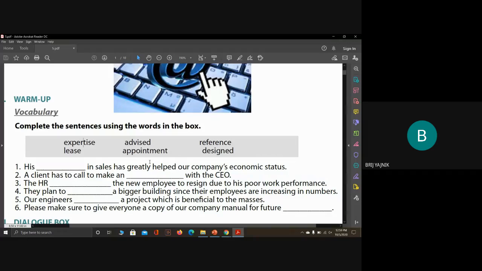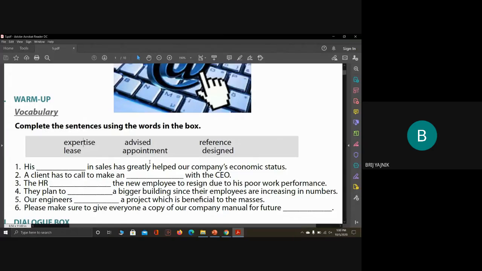Number one, his dash in sales has greatly helped our company's economic status. His dash in sales. What do you think? I think his expertise. People say his advice, his expertise. Now, you need to look at the word advise carefully. Sneha, let me say this one more time. If it is ADVICE, then it's a noun. But here it's ADVISE. It's a verb. So his expertise in sales has greatly helped our company's economic status. It cannot be advised. It's expertise.